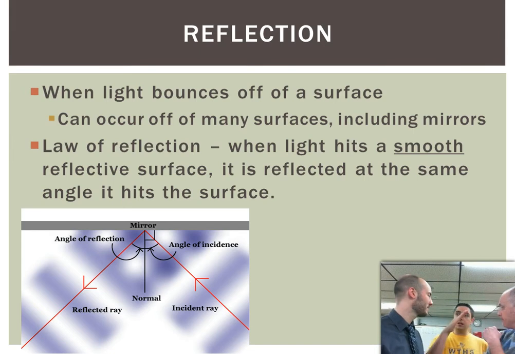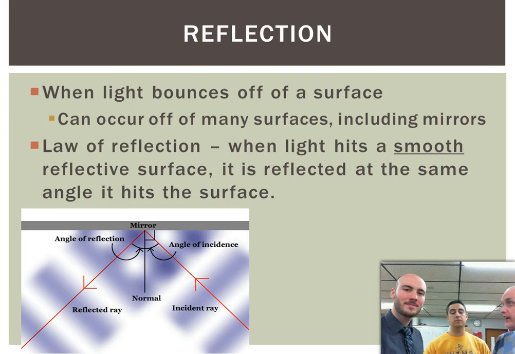And the light coming in, that angle it comes in at, we call that the angle of incidence. Incidence, because it's an incident, something that happened. And then coming off, since it's reflected, that's the angle of reflection. And they're equal to each other.